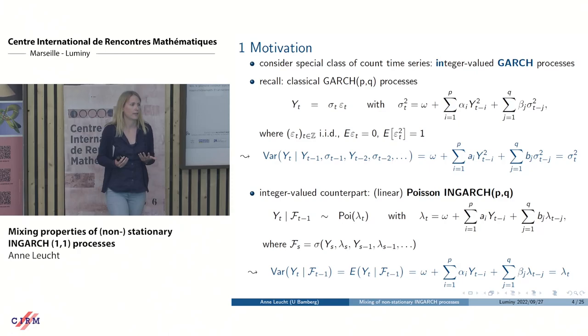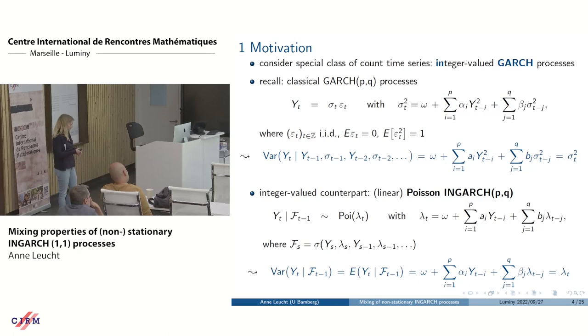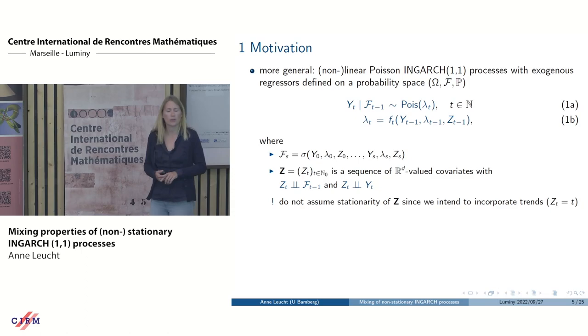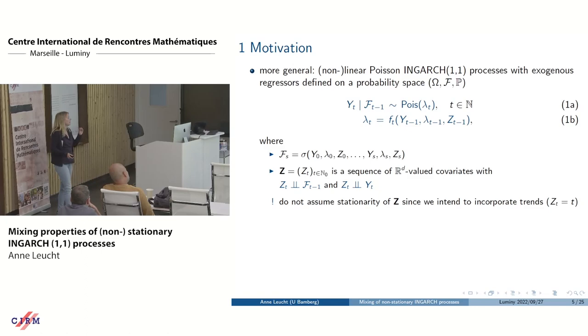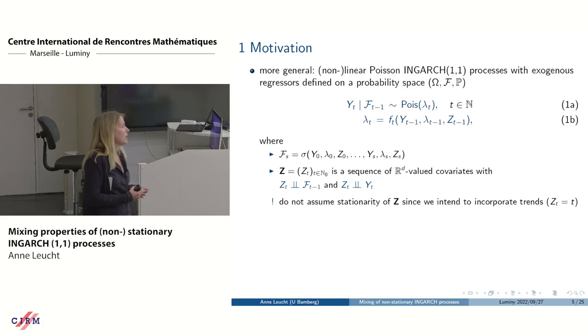And in this talk, we will focus on Poisson INGARCH models. I mean, you could also think of other distributions rather than Poisson. Okay. So what we will do here is we will only have a look at INGARCH(1,1) models, so only one latent variable and also one lagged observation in this hidden intensity function. But we allow for a flexible class of functions, so not only linear functions. We have this function f_t up here, which depends on the lagged observation, the lagged intensity, and we also allow for exogenous covariates.